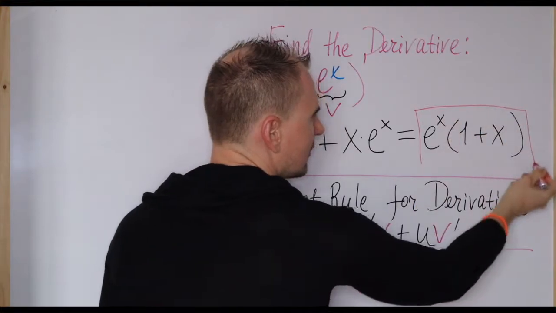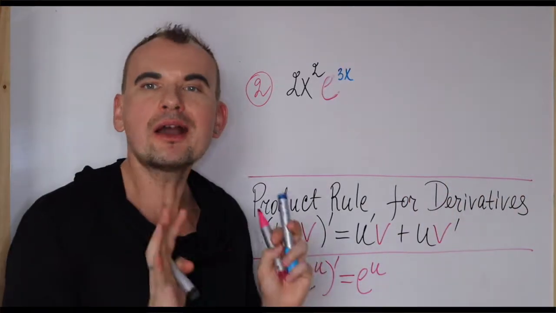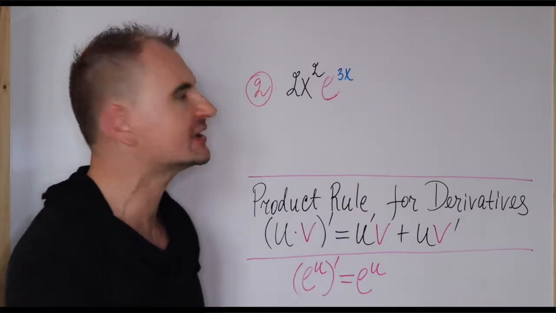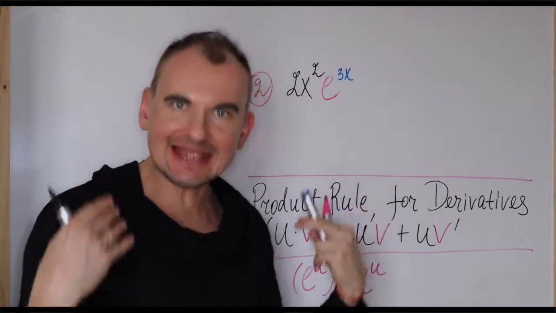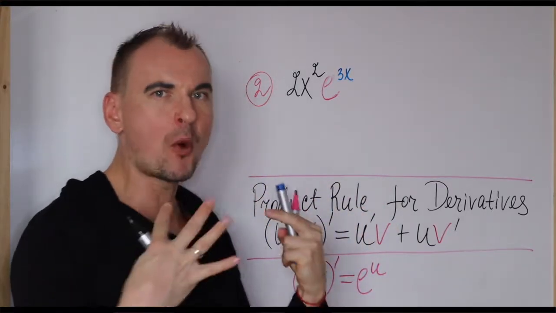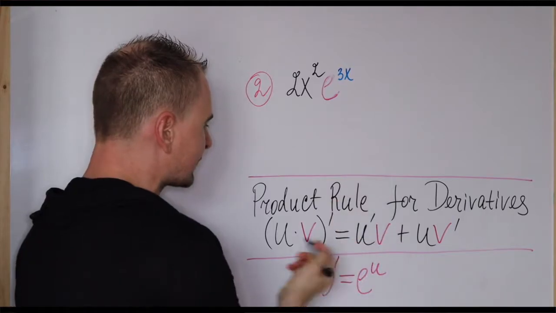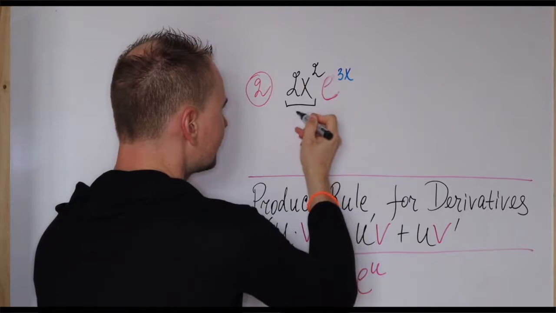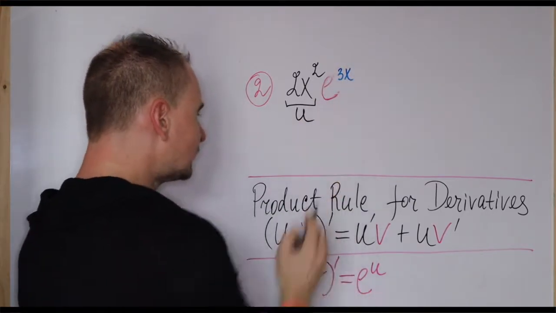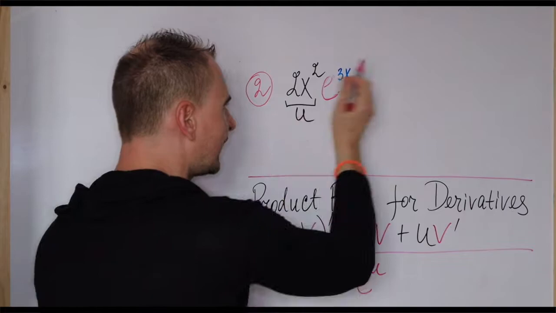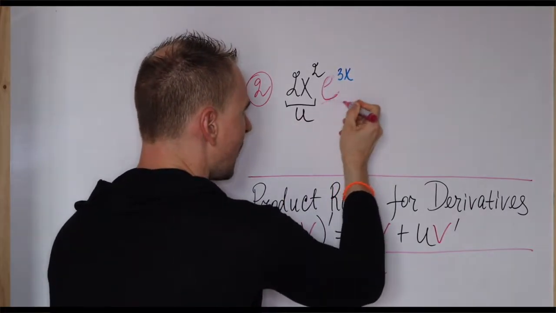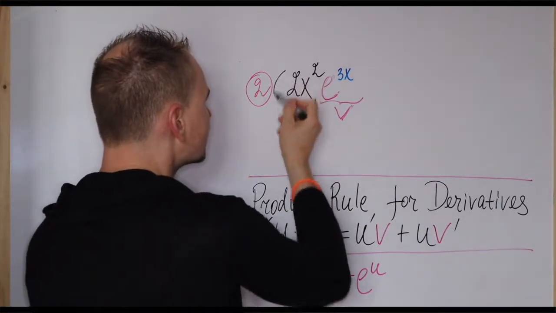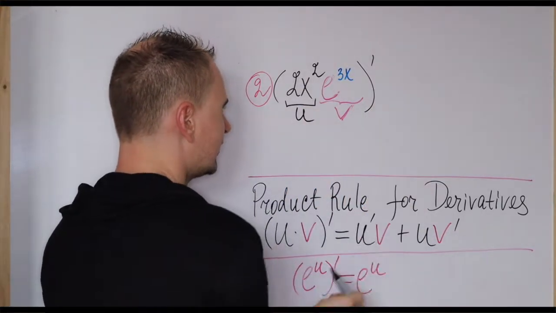So that's your derivative. Okay, say you have to find the derivative of this one, 2x squared e to the 3x. The same steps as before, just spot your u and v. So your first factor, it's going to be 2x squared, so this is your u. And what's left over, namely e to the 3x, that's going to be your v. Stick to this pattern and you are good to go.